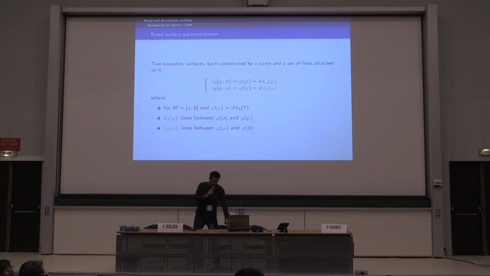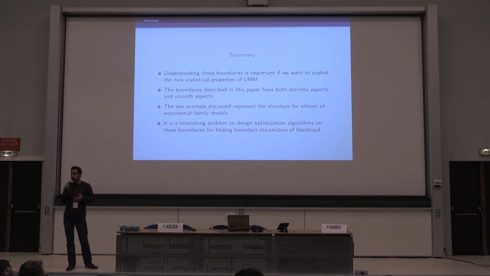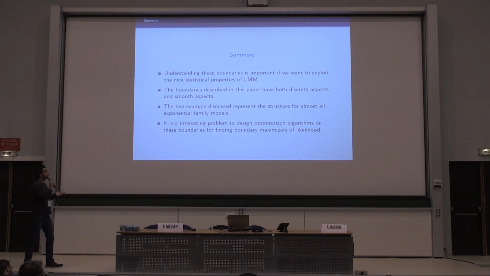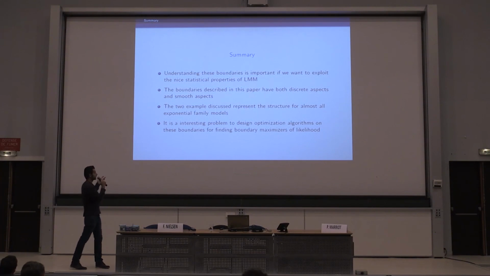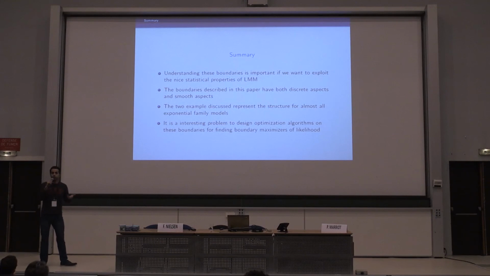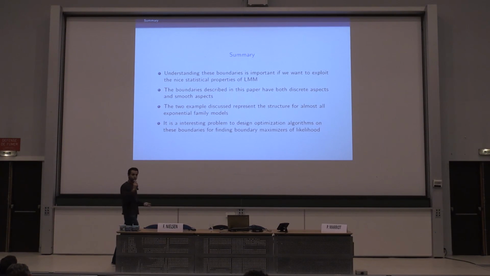Just a quick summary, I would say the takeaway of this talk is that if we have complicated models and we want to use their advantages and properties, and these complicated models have boundaries included, we need to understand those boundaries. The examples that we showed here show that there are some discrete and also continuous aspects of these models. And the two examples that we showed, Poisson and normal, can be pretty representative for the whole exponential family.